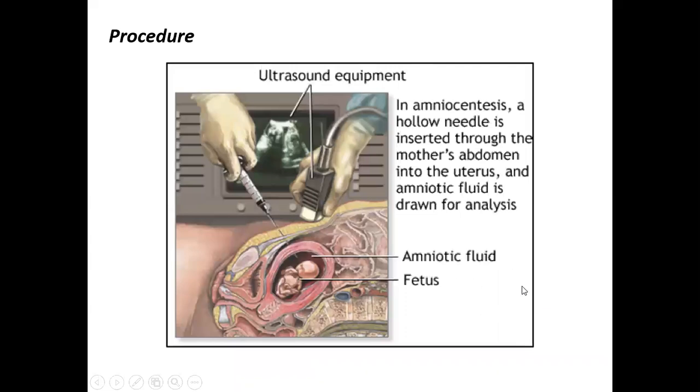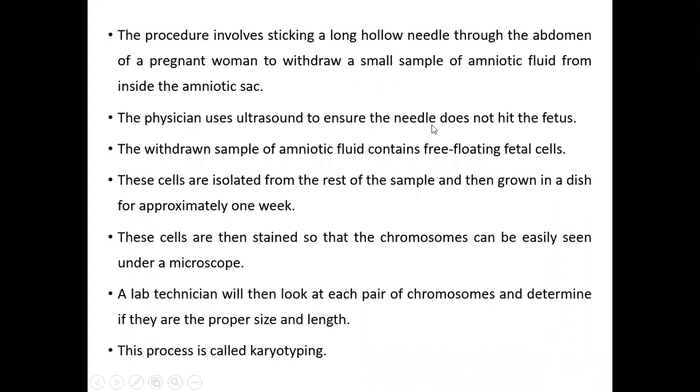Then how does the procedure take place? In amniocentesis, a hollow needle is inserted through the mother's abdomen into the uterus, and amniotic fluid is drawn for analysis. This procedure involves a hollow needle inserted through the abdomen of the pregnant woman to withdraw a small sample of amniotic fluid from inside the amniotic sac. The physician uses ultrasound to ensure that the needle does not touch the fetus.